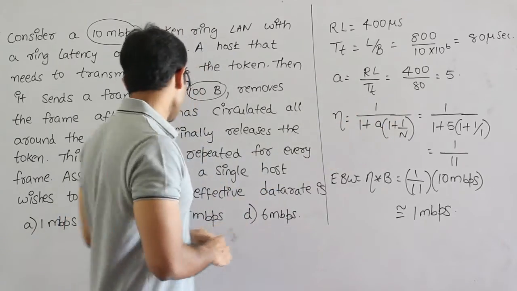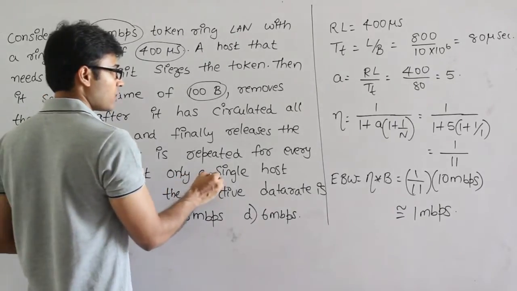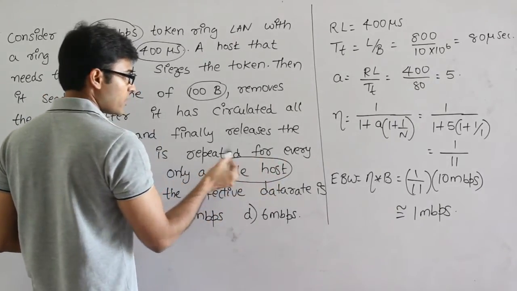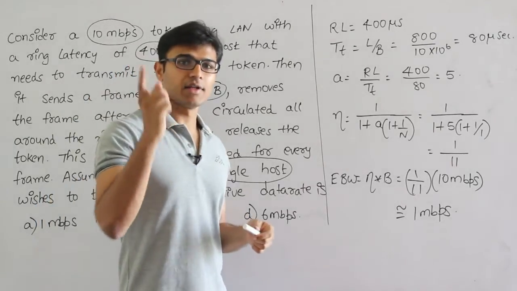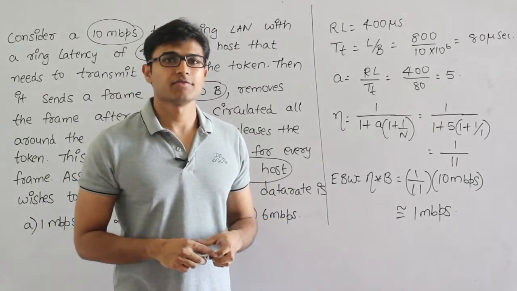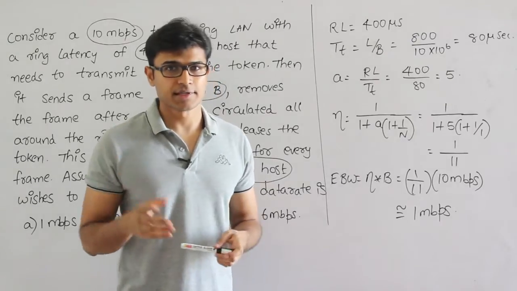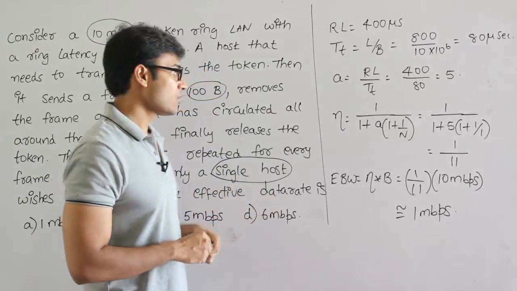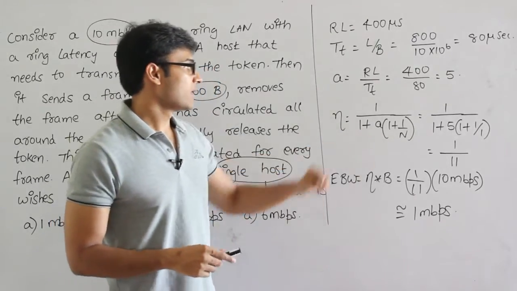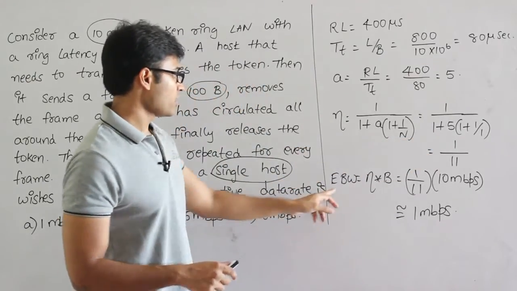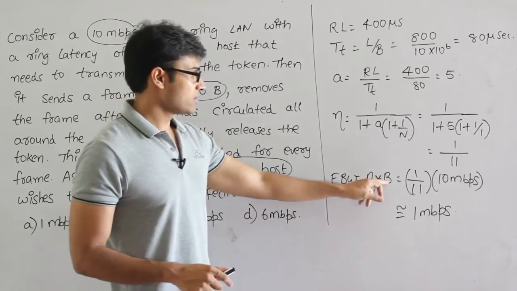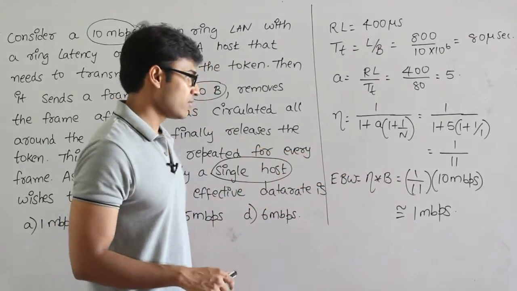And they have even said that only a single host wants to transmit, which means even though there are other hosts, only a single host is continuously sending the data. So it is as good as taking N as 1. So all other hosts are just listening, they are not doing anything. Therefore let N be 1. So in case N equal to 1, we got the efficiency as 1 by 11. Then what is effective bandwidth? Efficiency into bandwidth, which is nothing but 1 by 11 into 10.